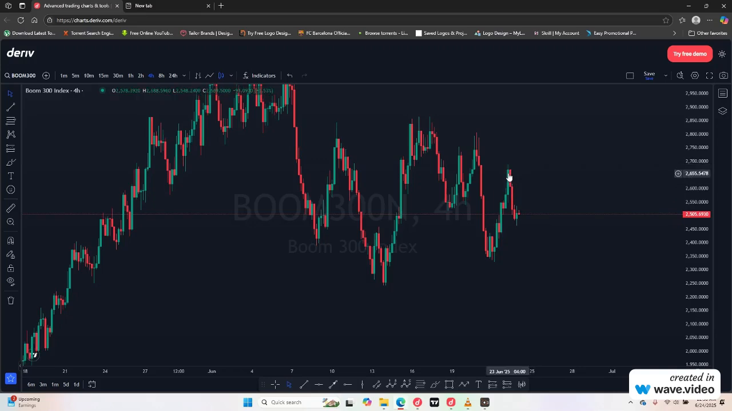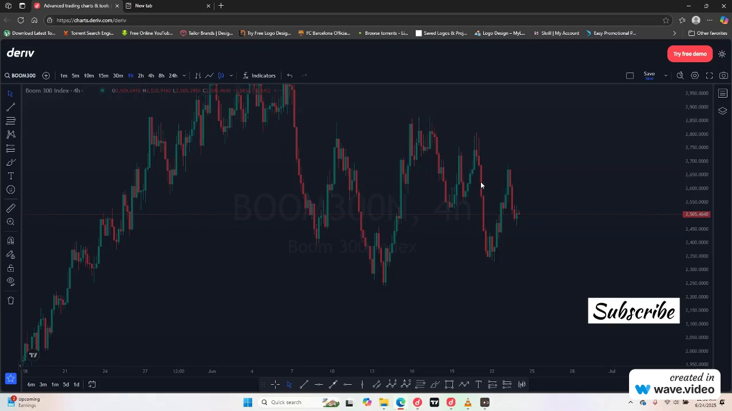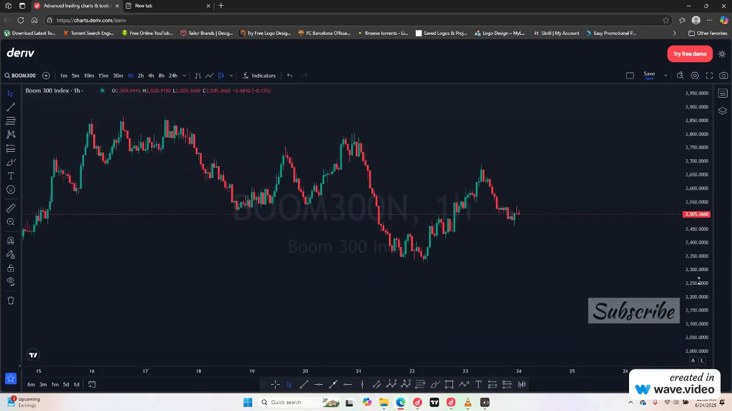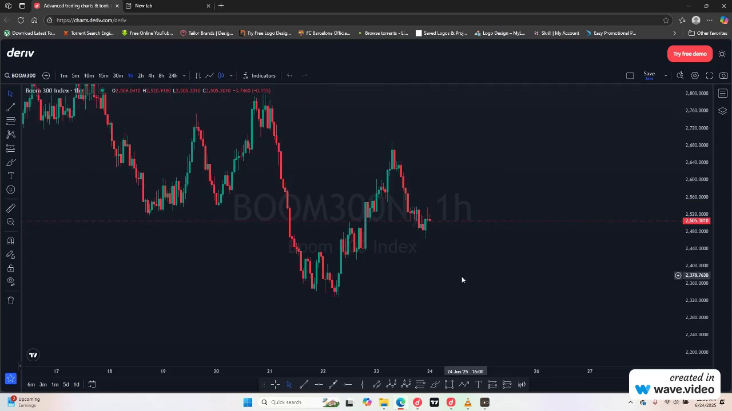So looking at this move, what we're expecting is a corrective pattern to come inside, whereby you can capitalize for another push to the downside. So on the 1-hour time frame, on the Boom 300 index, this is how you'll be waiting. We mark our swing high here, which is the daily high, and we target this low.